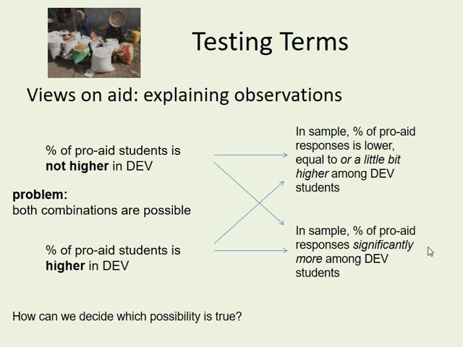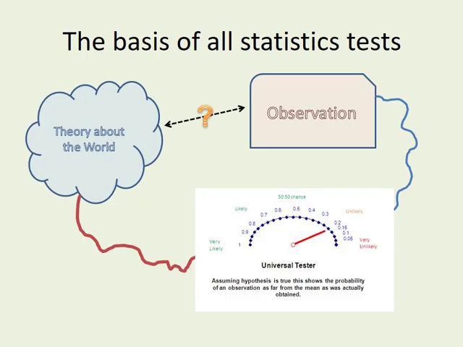Now, the next diagram is an important one because I've tried to capture here the basis of all statistics tests, the logic that underlies all statistic tests. And the details vary between different tests, but the overall logic is the same. And this is where you have a theory about the world that you want to test, an idea or a hypothesis about the world.